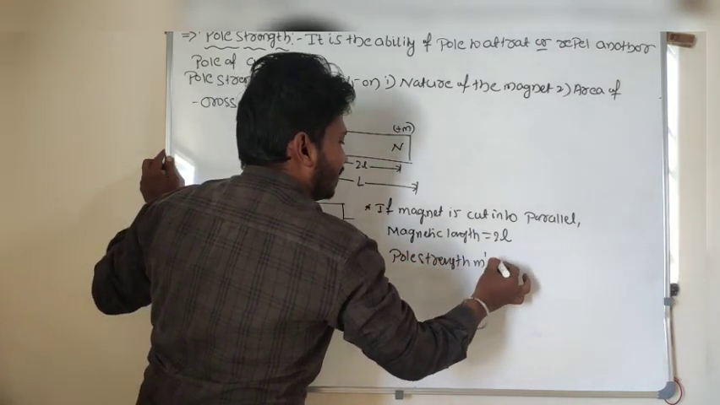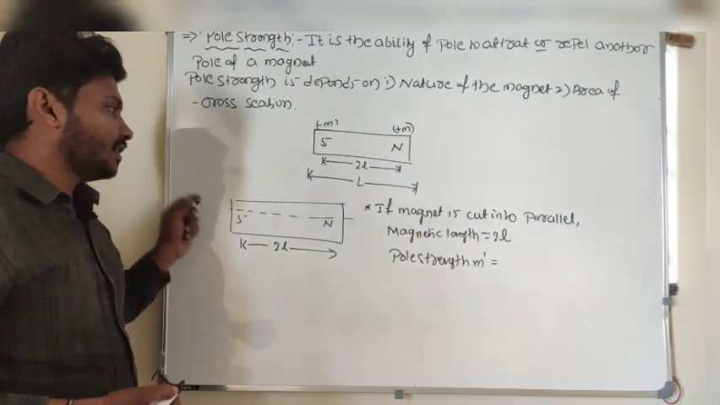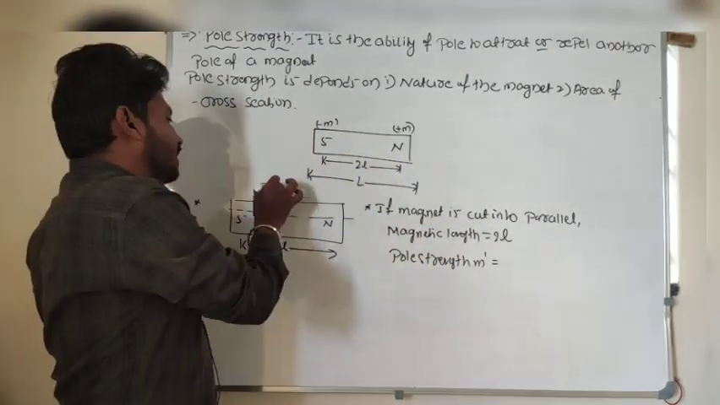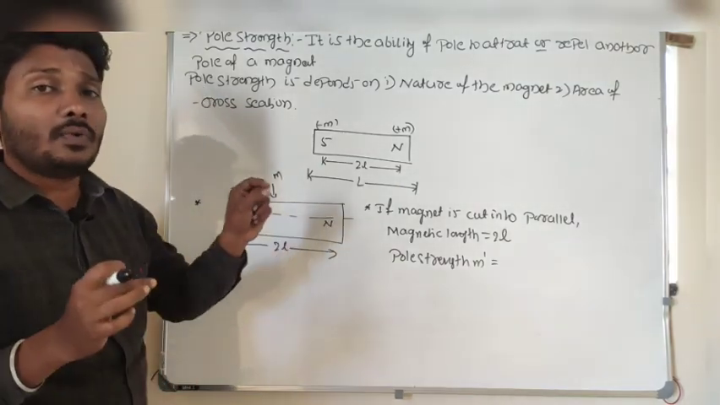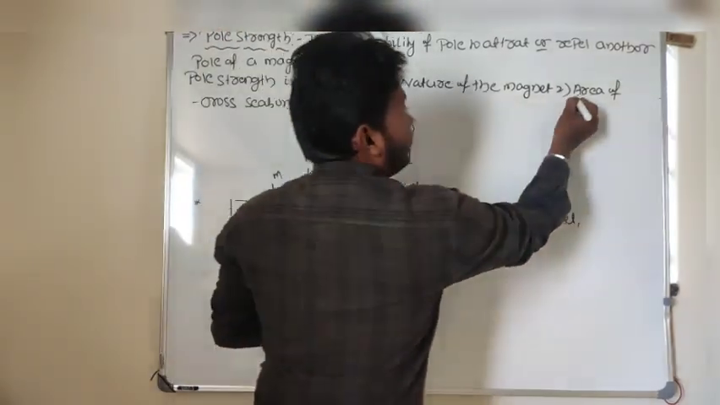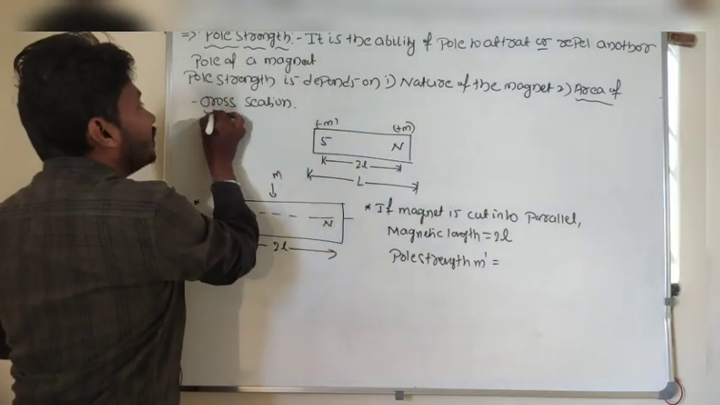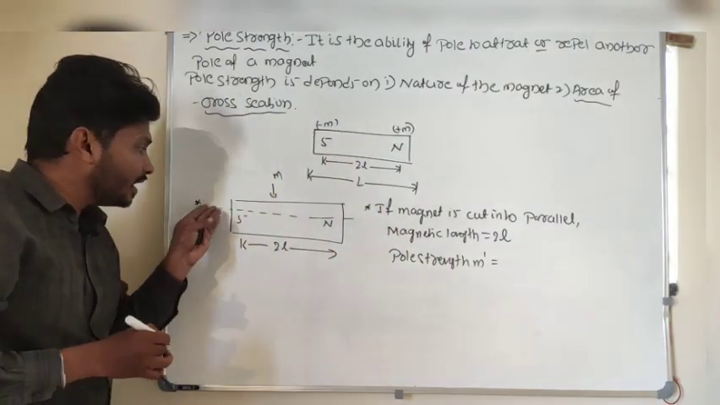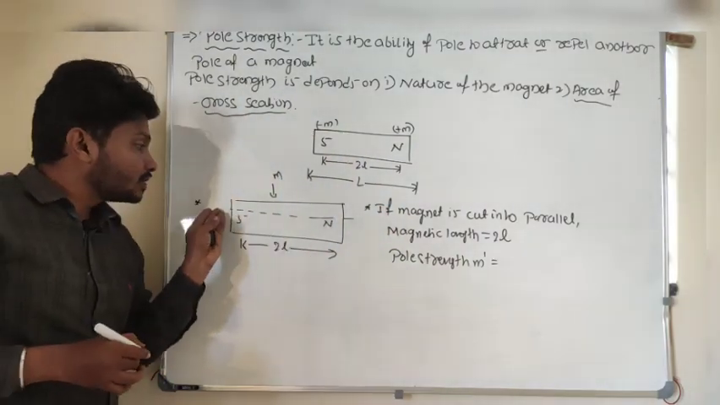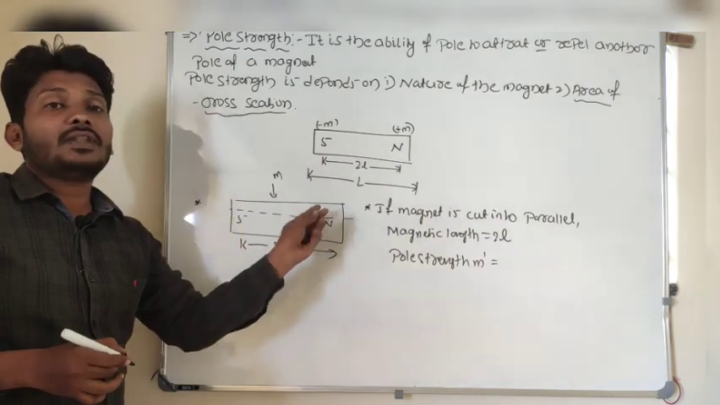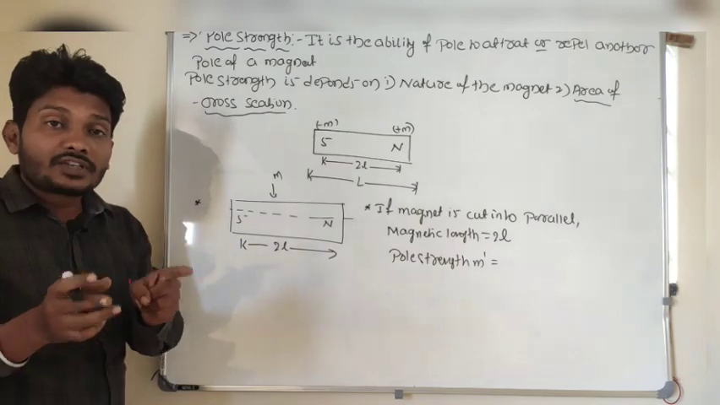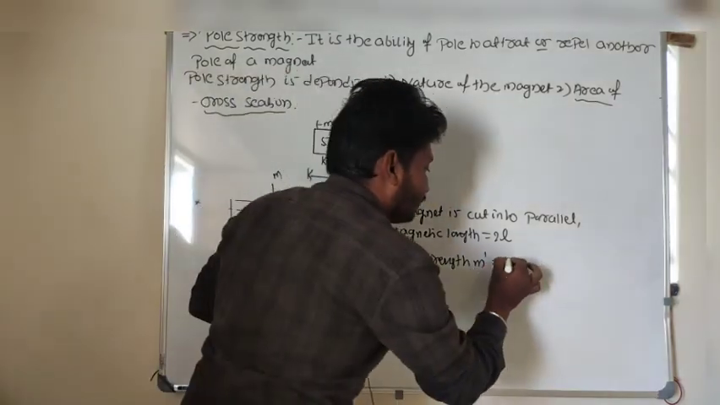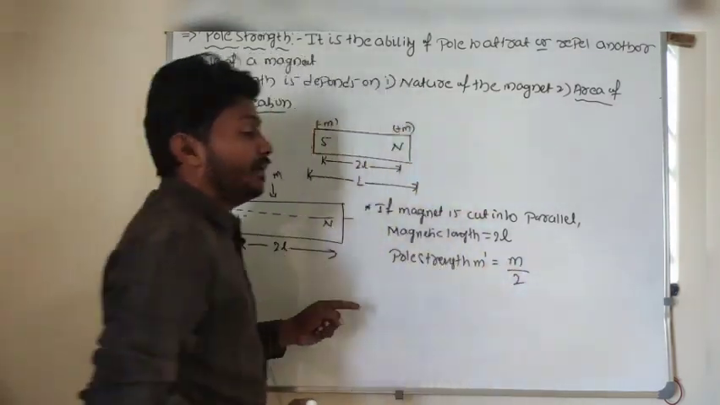Pole strength is M dash, or new pole strength, we can consider. Initially, before cutting, its pole strength is M. After cutting parallel to the magnet, what about its pole strength? Look at here, pole strength depends upon the area of cross section. Here the area of cross section decreases, so I will make it half of the original magnet. If I divide it into half, it means magnetic pole strength is also divided into half, that is M by 2, we can consider.